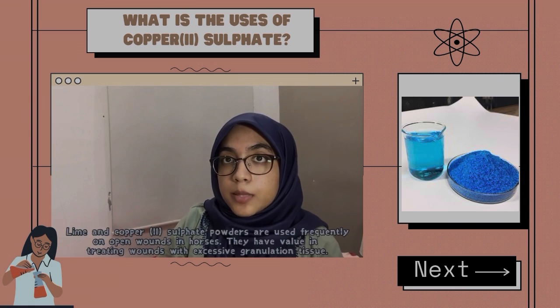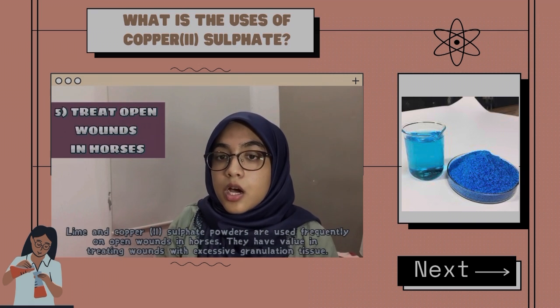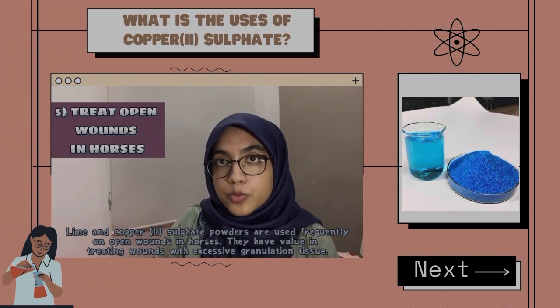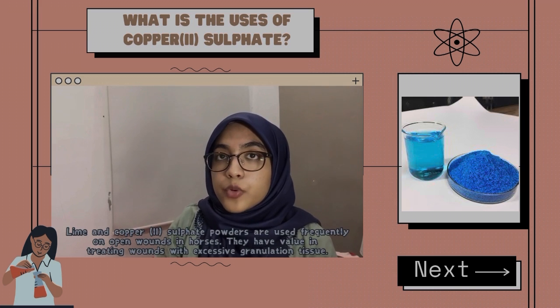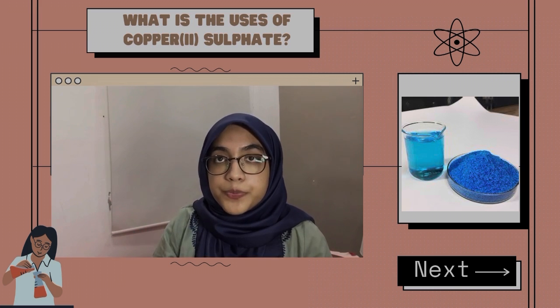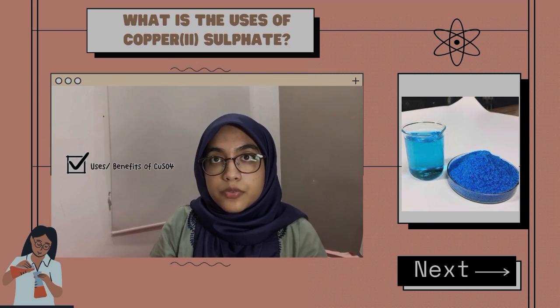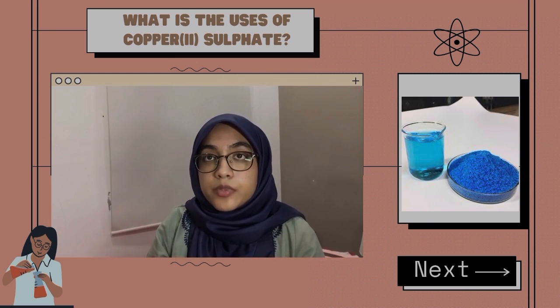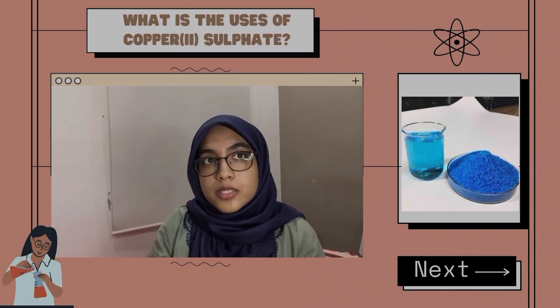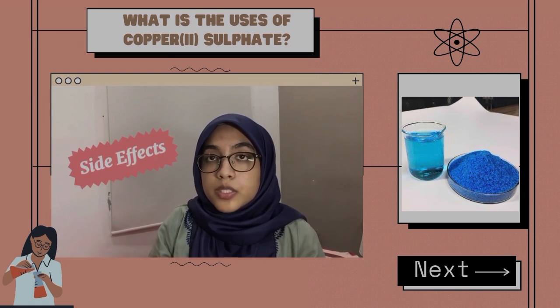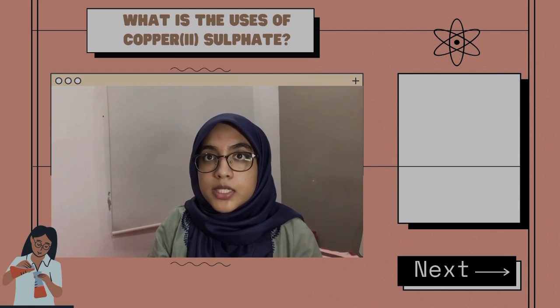As for animals, lime and copper sulfate powders are used frequently on open wounds in horses. They have value in treating wounds with excessive granulation tissue. So I have already discussed the uses or benefits of copper sulfate in medicine. But copper sulfate also has its side effects, which will be further discussed by our next presenter, Alia.